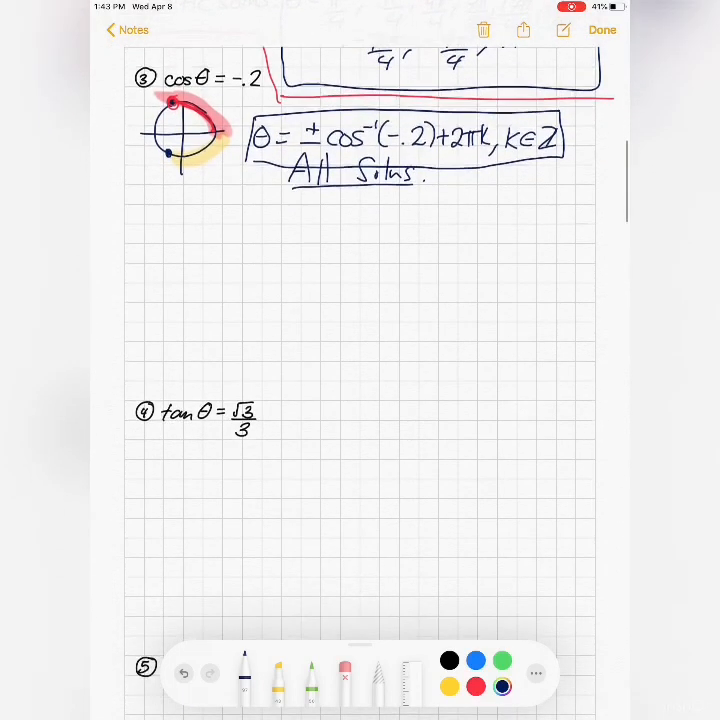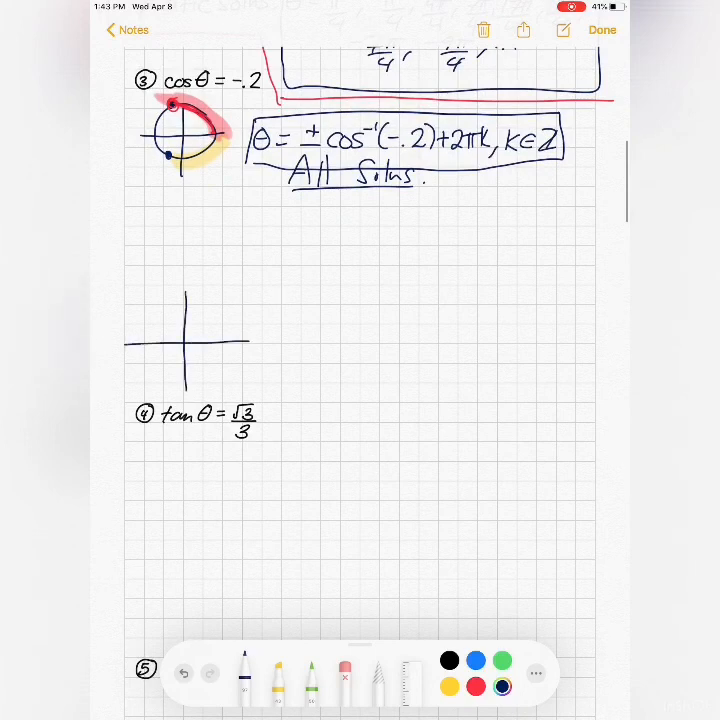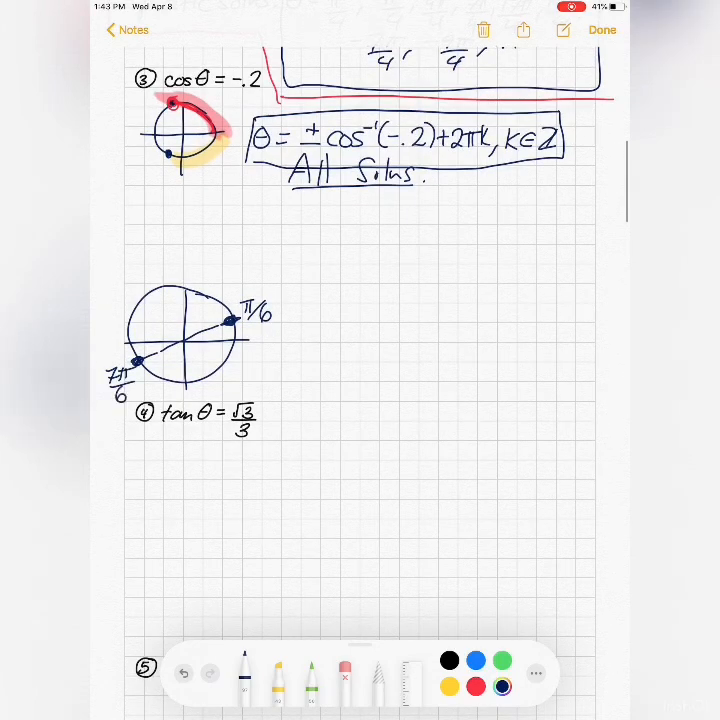Here's one with tangent. Okay, so I have to remember where tangent was root 3 over 3. That was at pi 6th, right? And then remember the period of tangent? The period of tangent was pi, right? So here's the other spot where tangent is root 3 over 3, because here at 7 pi 6th, the x and y were both negative, versus at positive pi 6th, they were both positive. So either way, when I divide the y by the x, I actually get a positive value for tangent.